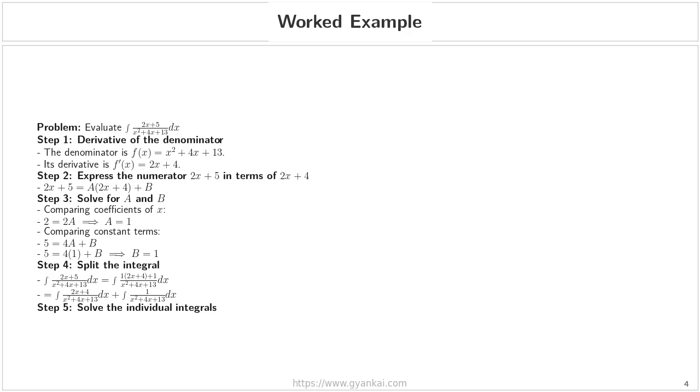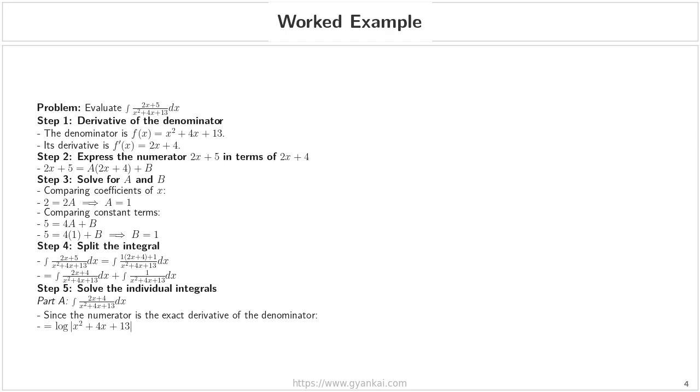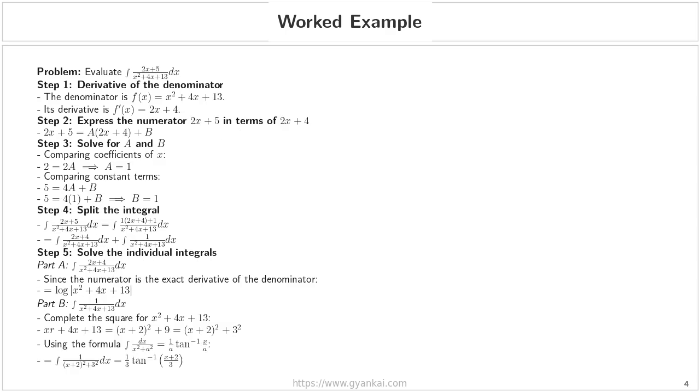Step 5. Solve the individual integrals. Let's tackle each integral separately. Part A. The integral of 2x plus 4 over x squared plus 4x plus 13. Notice that the numerator is now exactly the derivative of the denominator. This is fantastic. This means the integral simplifies to the natural logarithm of the absolute value of x squared plus 4x plus 13.